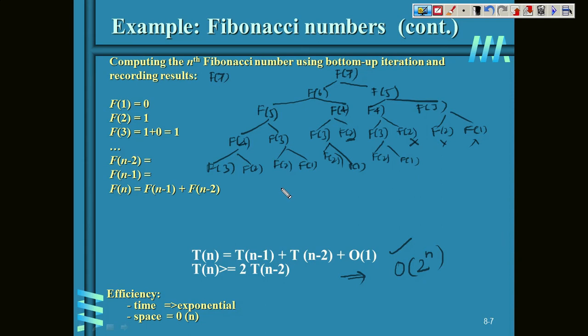And space will depend on the size, meaning we will see how much stack is required. If you find out with the help of the stack, you will find that it requires only n memory cells. So in terms of space, it is big O of n, but in terms of time, it will be exponential, which is a very time consuming, very costly algorithm.